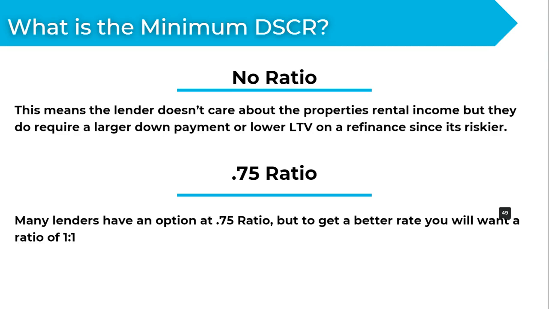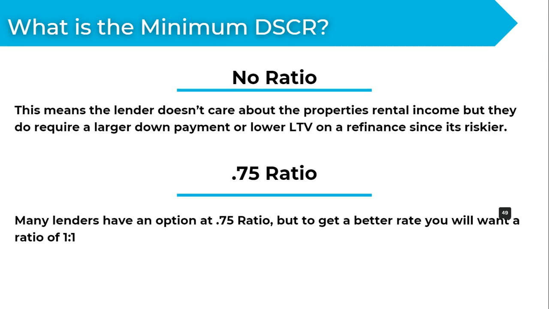They're just going to require a larger down payment or lower LTV, loan to value, on a refinance, since that loan to the lender looks riskier. Now, there's also 0.75, which is where a lot of lenders start loaning on DSCR properties or investment properties. Okay, 0.75 just means for every $1,000 in housing payment, you're getting $750 in rental income.